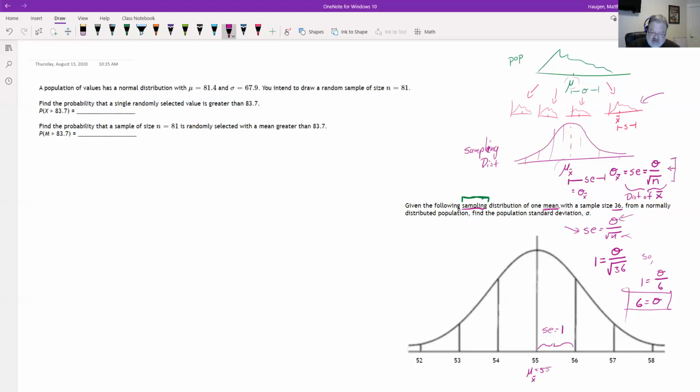And of course, one of the reasons I like this question is it gives us a chance to review our ideology for Chapter 8. I don't know if ideology is the right word there, but our ideas there for Chapter 8.